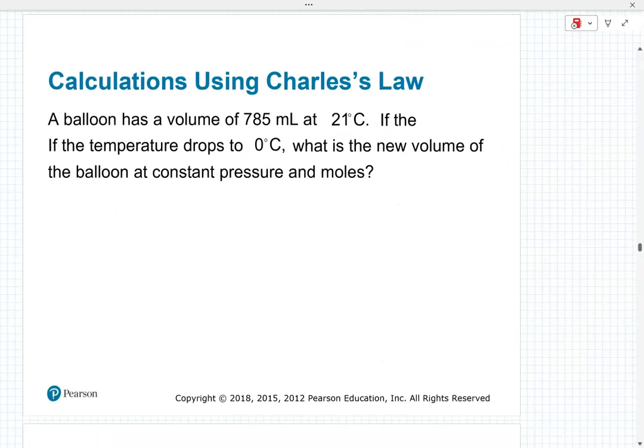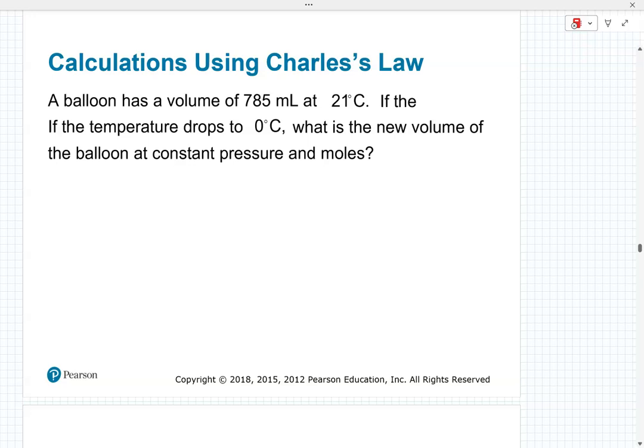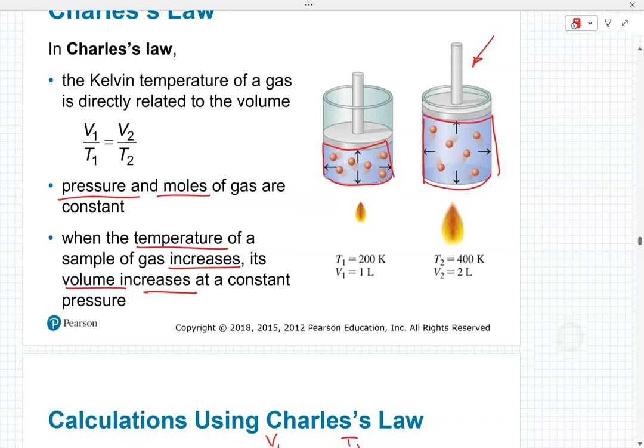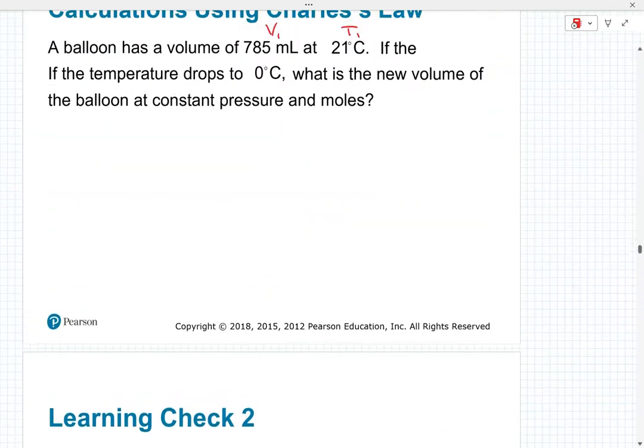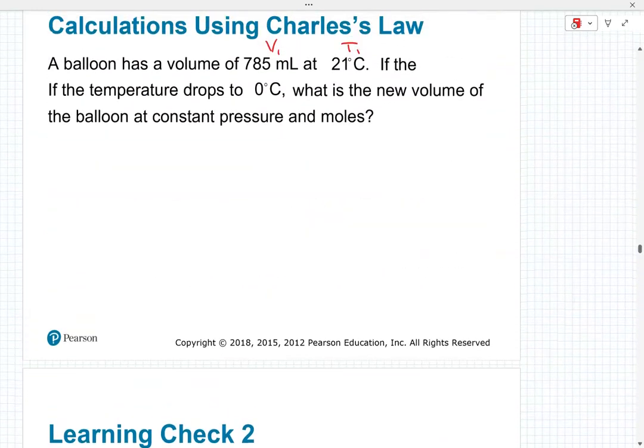All makes sense. So let's say we have a balloon here. This is your volume 1 and temperature 1. Okay, remember this is the relationship: V1 over T1. So what's going to happen if the temperature drops to 0 degrees Celsius? What's the new volume? So this is T2 and this is V2.